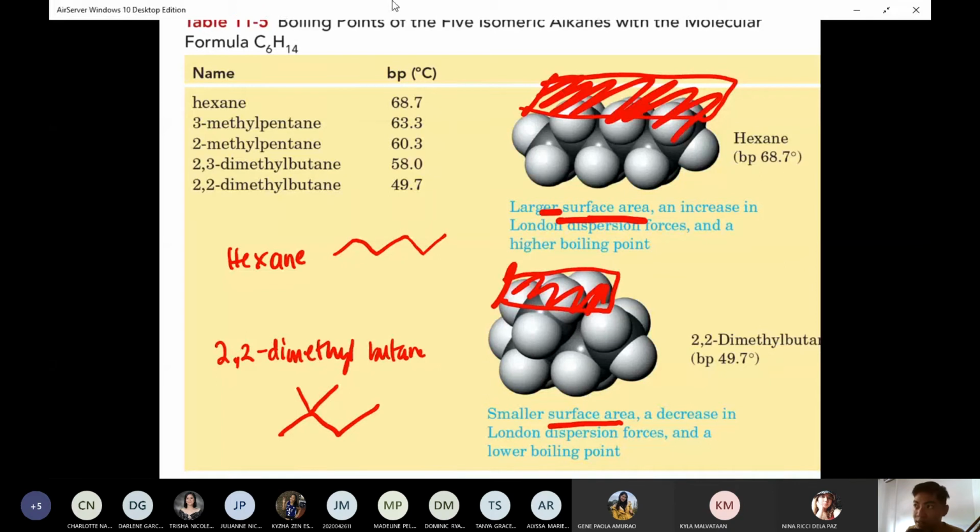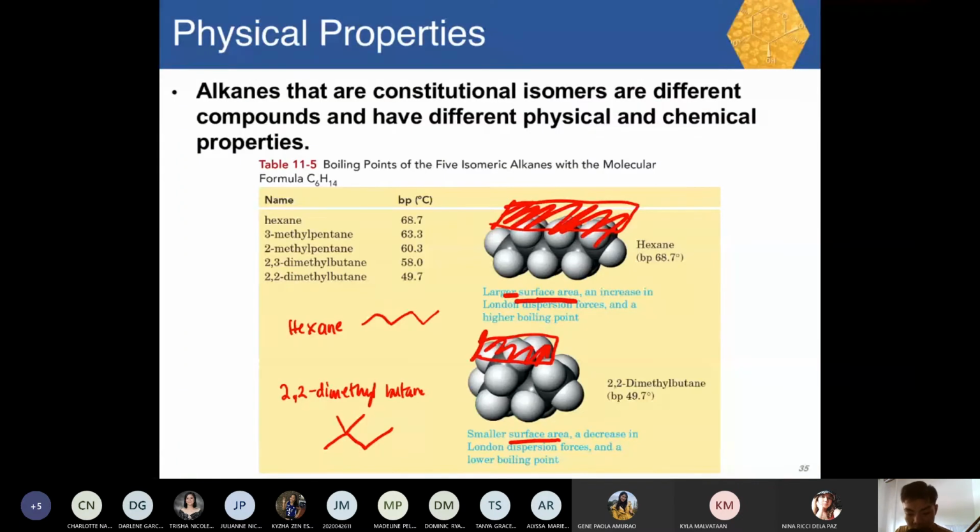Okay? So we can say that for a straight chain, yung straight na zigzag, yun ay may pinakamataas na London dispersion forces because of the surface area. However, if you have branching, if you have substituents, bumababa yung surface area. Okay? So the more branching, the lower your boiling point, no? Okay? So yun lang.